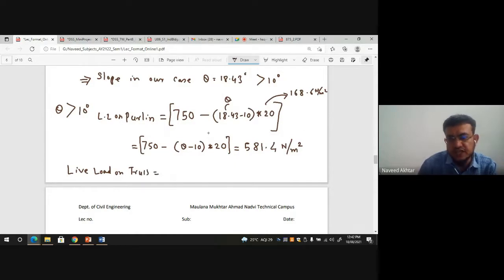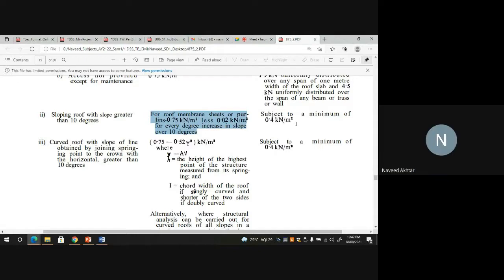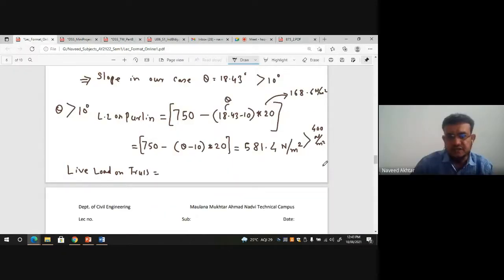and this value is greater than 400 Newton per meter square, which is given in the code. Here the value is subject to a minimum of 0.4 kN per meter square, or 400 Newton per meter square. You need at least this much load per meter square. If it is less than 400, then you have to take 0.4 kN per meter square, or 400 Newton per meter square. Here it is greater, so it is okay.